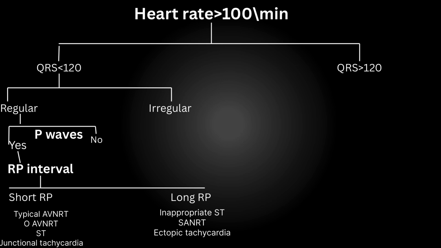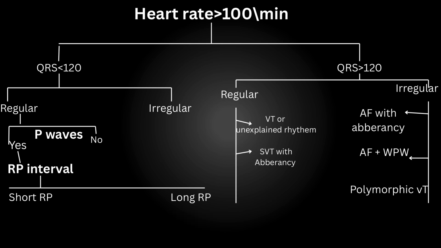Next, go for wide complex tachycardia, that is QRS duration more than 120 milliseconds. If the rhythm is regular, then there may be possibility of ventricular tachycardia and SVT with aberrant conduction, that is bundle branch block pattern. And if the rhythm is irregular, then there may be possibility of atrial fibrillation with aberrancy, atrial fibrillation with Wolff-Parkinson-White syndrome and polymorphic ventricular tachycardia.